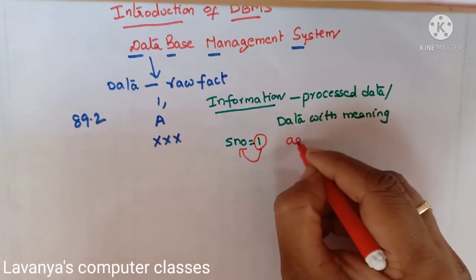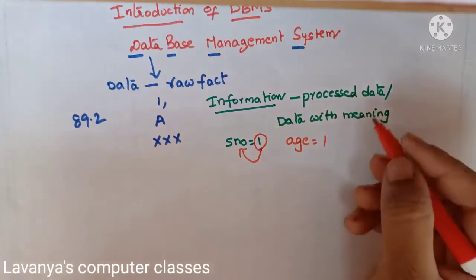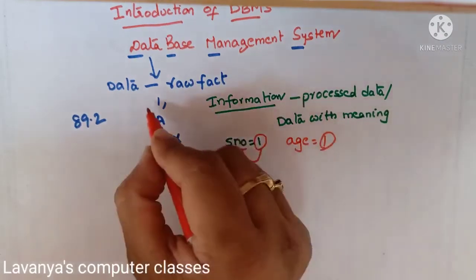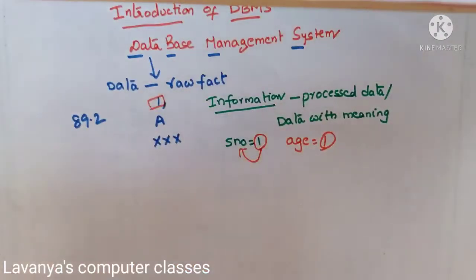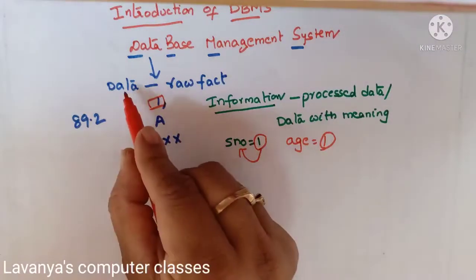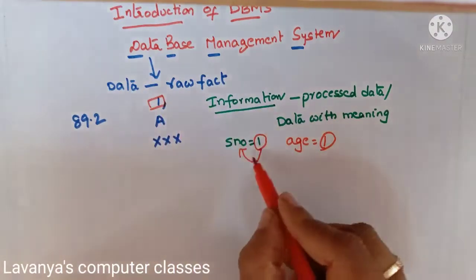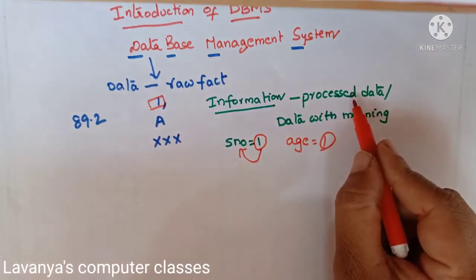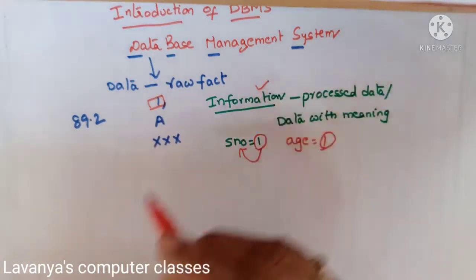Or otherwise you just write A is equal to 1. That means for any small kid, what is the age of that kid? That is the 1. So here 1, just one value, is known as data. But what is the purpose of 1? 1 indicates either serial number or age, so it has some meaning. That is called processed data. That is called information.